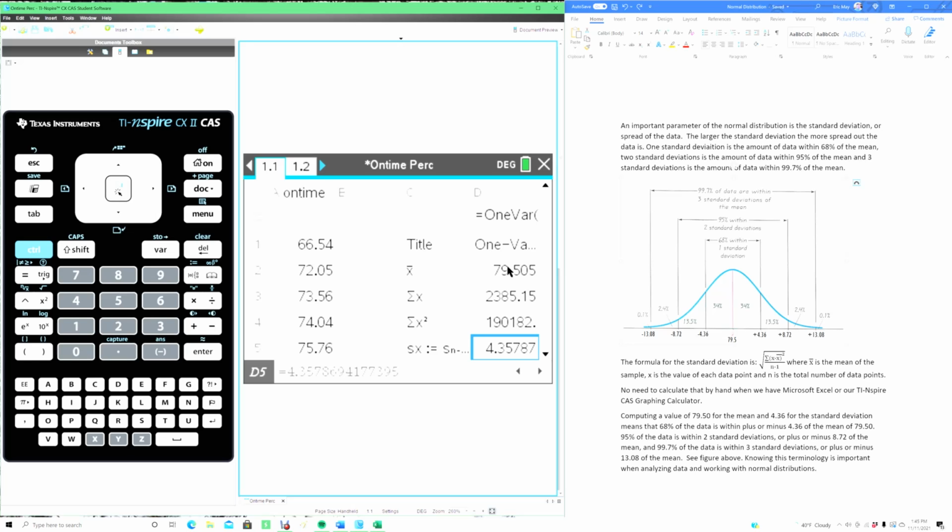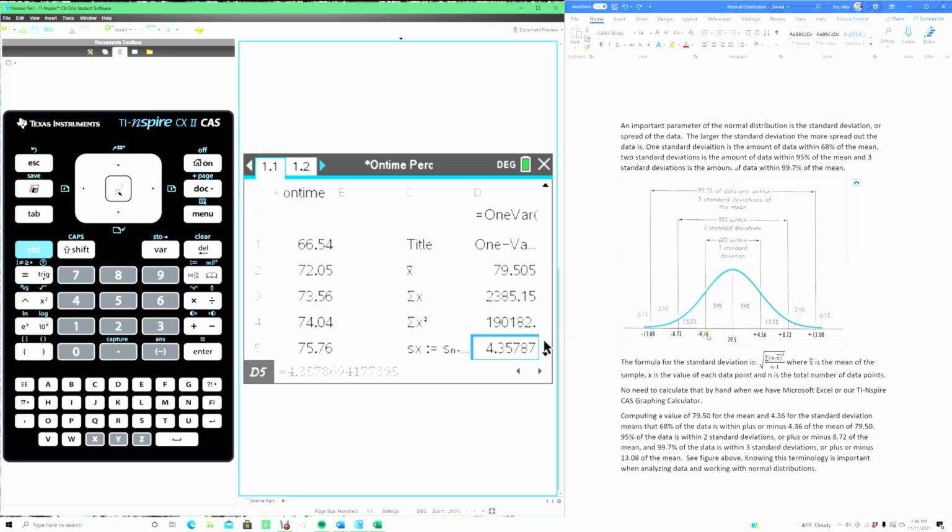X bar is the mean again, and that's 79.505, which rounds to 79.5. And then here we have the standard deviation given by S sub x of 4.35787. That's the standard deviation, which means that 68% of the data in our on-time arrivals are within 4.358 of the mean. We have this shown in the graph over here.